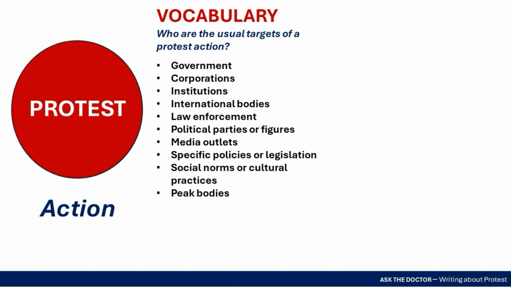Corporations. Large corporations or specific industries may be targeted to protest against practices seen as unethical, exploitative, harmful to the environment, or detrimental to workers' rights. Institutions. Protesters may target institutions such as banks, universities, or religious organizations to challenge their policies, practices, or influence on society. International bodies. Protest actions may target international organizations such as the United Nations or World Trade Organization to protest against global policies or decisions perceived as unjust or harmful.